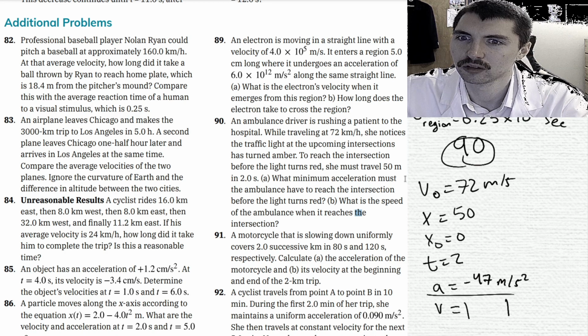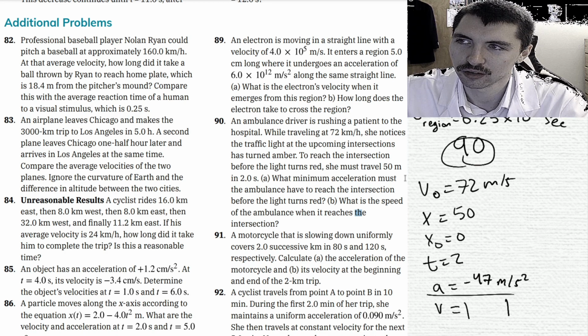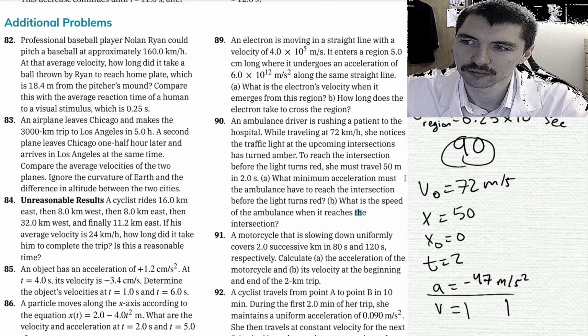All right, so I guess the ambulance could slow down and still make it. So I think our answer is reasonable. The minimum is negative 47. If she goes negative 48 meters per second, it's going to hit a red light.